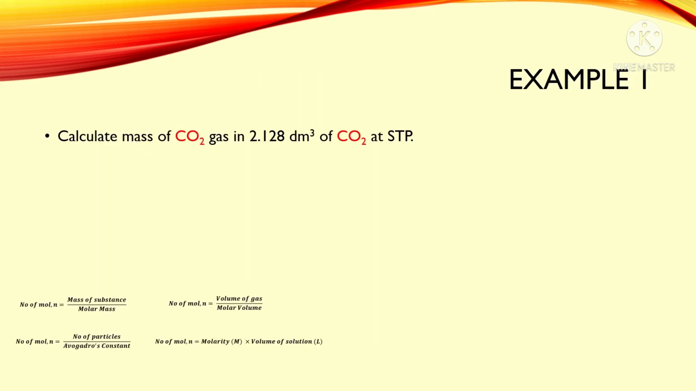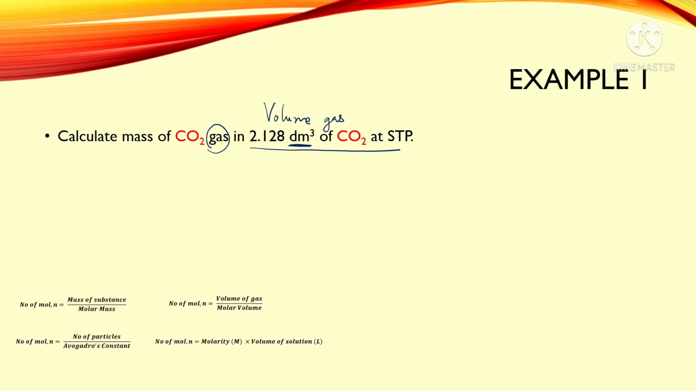Now we move on to look at example 1. In example 1, we are given the volume of carbon dioxide gas at STP. How do I know that this is volume of gas? It is because of the unit dm cube, so this must be volume. And the question says it is gas. So this is the volume of carbon dioxide gas at STP that is being given.